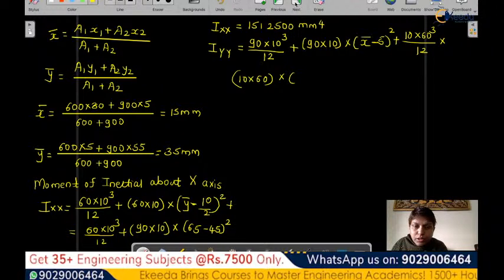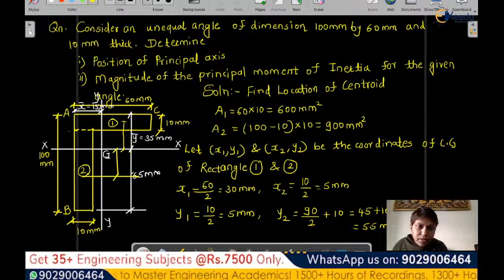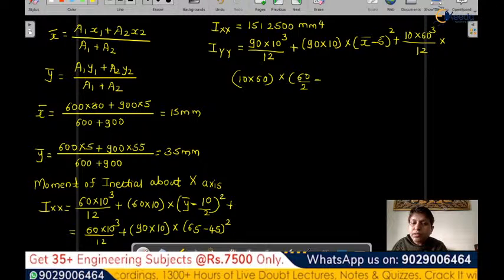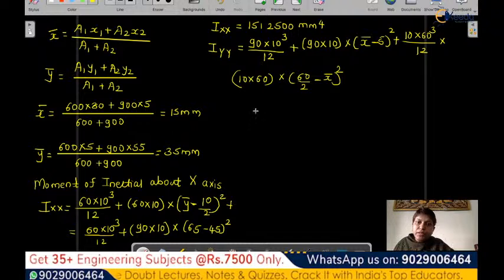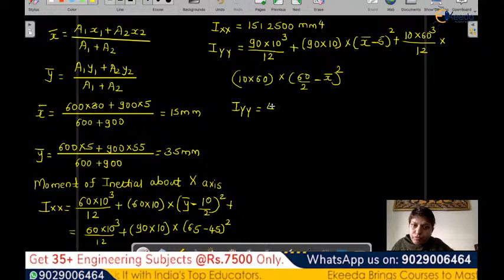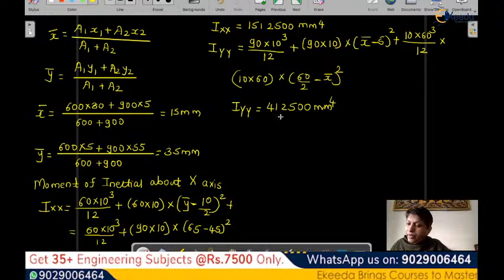How do we have to consider that? The top member is 60 millimeter, so 60 by 2, that is 30, minus x bar, the whole square. So when we substitute the value for x bar, we get Iyy as 412,500 millimeter raised to 4. Okay, so this is our answer for Iyy.